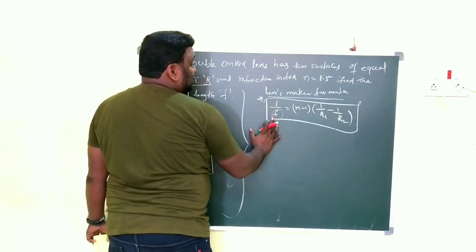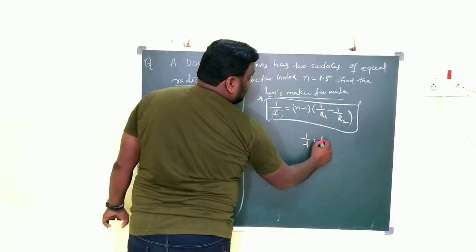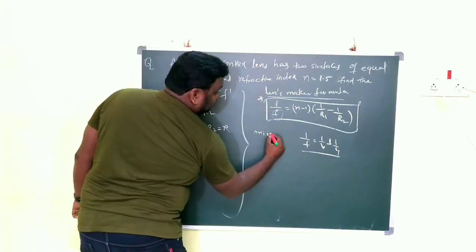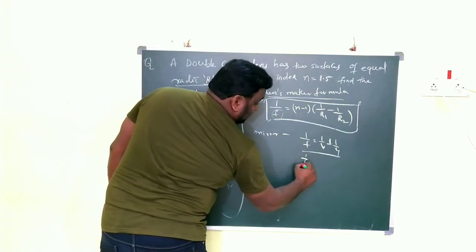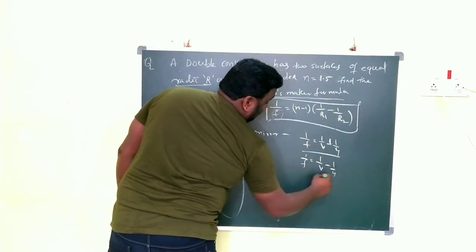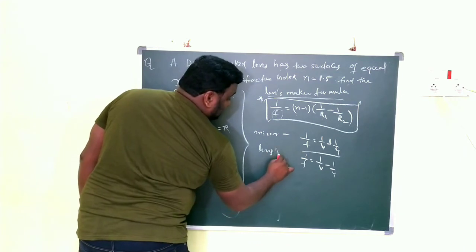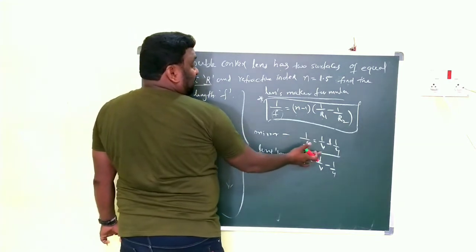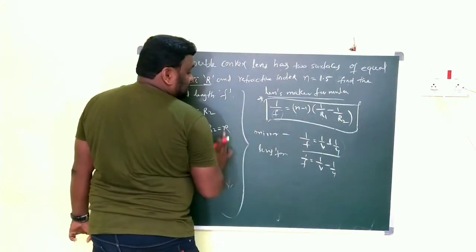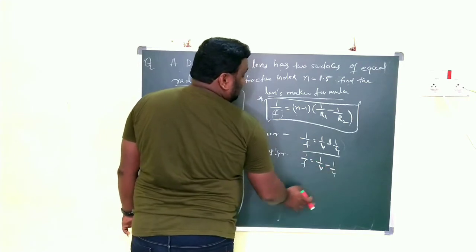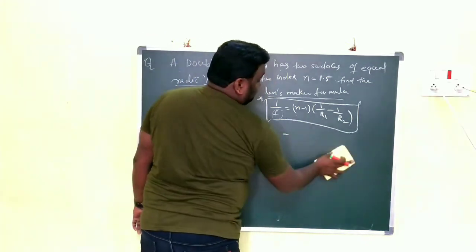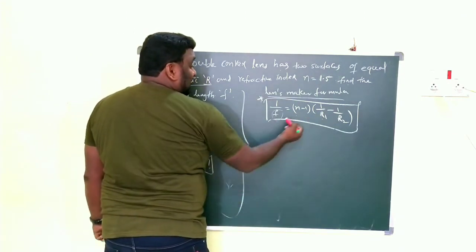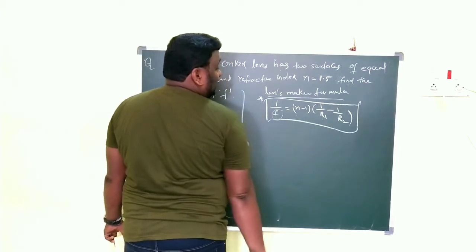Children, don't forget, 1 by F is equal to 1 by V plus 1 by U, what we call the mirror equation. And 1 by F is equal to 1 by V minus 1 by U, what we call the lens formula. Clear? And now this is the lensmaker formula. Don't confuse: 1 by F equals 1 by V plus 1 by U is the mirror equation, 1 by F equals 1 by V minus 1 by U is the lens formula, and this is the lensmaker formula, 1 by F is equal to N minus 1 into 1 by R1 minus 1 by R2.